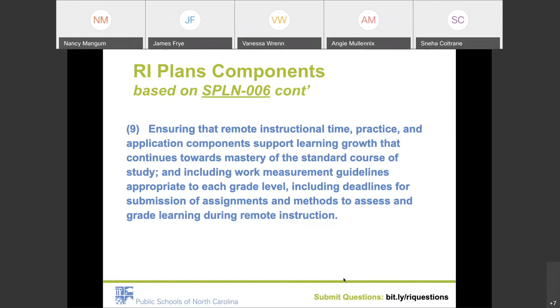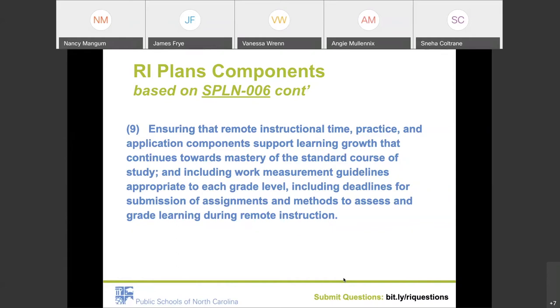So we are going to move on to component 9. Component 9 is the last instructional component that we will discuss today, but it's a very important one. And again, all these are required: ensuring that remote instructional time, practice, and application components support learning growth that continues towards mastery of the standard course of study, and including work measurement guidelines appropriate to each grade level, including deadlines for submission of assignments and methods to assess and grade learning during remote instruction. Wow, that is many parts to this one, but it's incredibly important that the instructional time, practice, and application supports that total picture to student learning and continuing towards mastery.